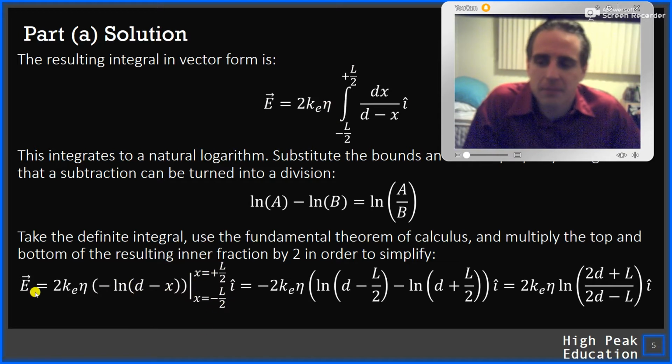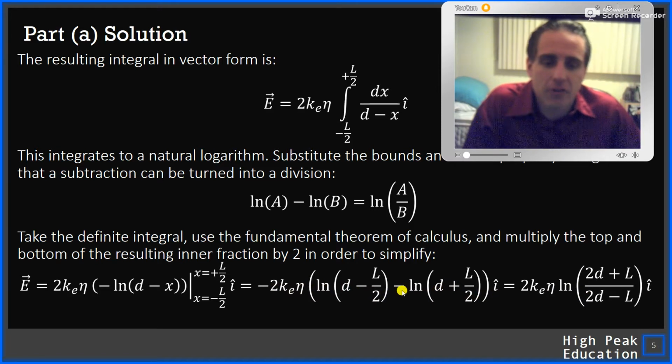i hat makes the vector. So we can bring this minus sign out front, and then we substitute in our bounds. We're using the fundamental theorem of calculus because we're doing upper minus lower. i hat is still there. And then we can use the division. So this is essentially going to be, let's see. So the minus sign can be brought back in.